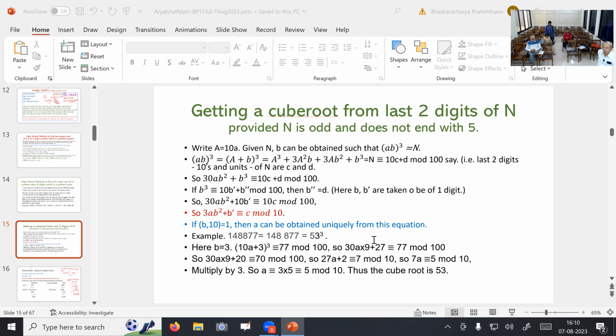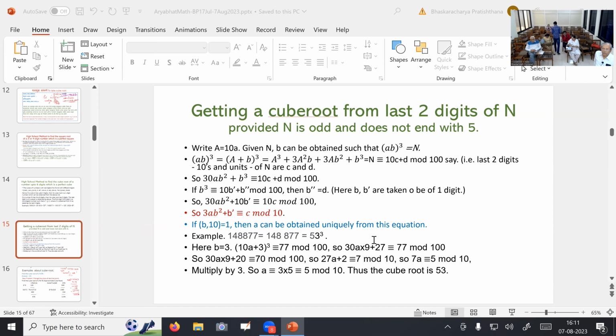So capital N is a cube, and it has a cube root which has two digits, and capital N is 10C plus D, suppose we want to look at it mod 100, that means the last two digits we get from this. So this is the method of getting the cube root from the last two digits of the number that I discussed last time. And our cube has two ghanasthana, cube places, and therefore the cube root will have two digits. These two digits are A and B. And then how do you get this cube root from the given number capital N? That is what we want to discuss.